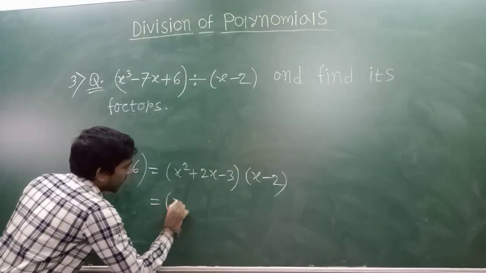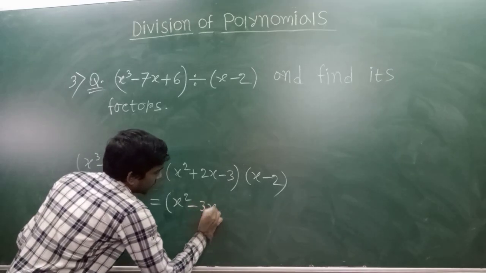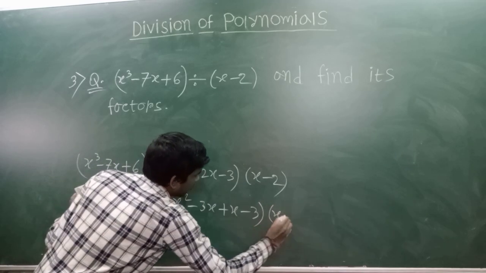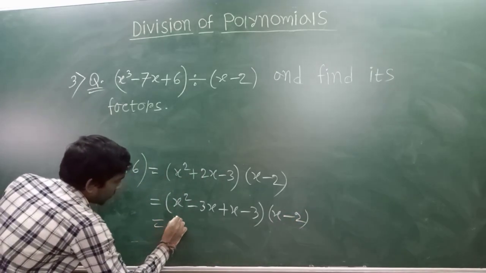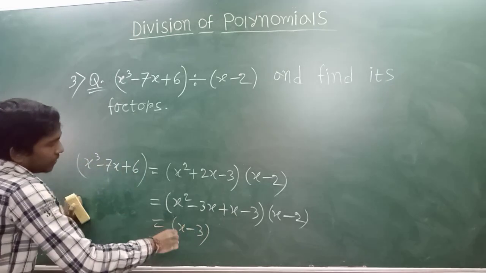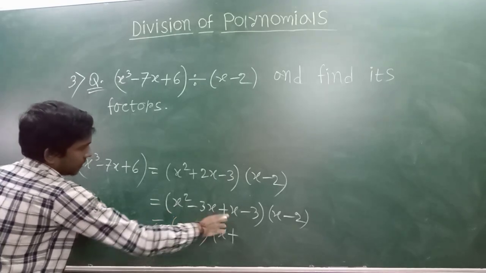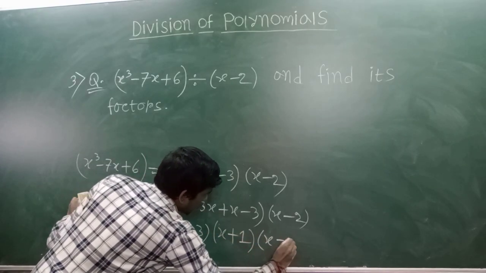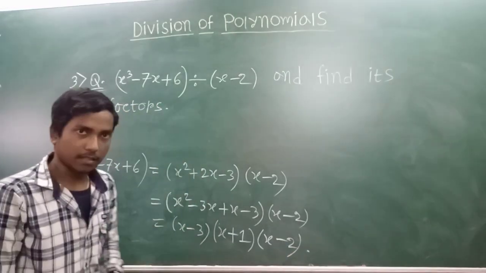Okay, so this is x squared minus 3x plus x minus 3. Take x common, so x minus 3 from here, plus 1, so x plus 1 into x minus 3. Okay, so these are three factors of this expression.